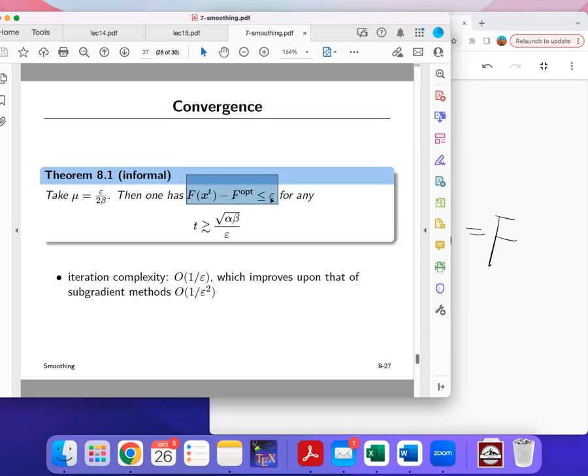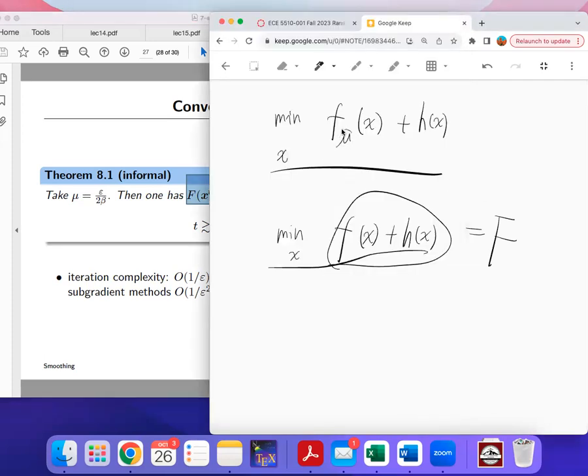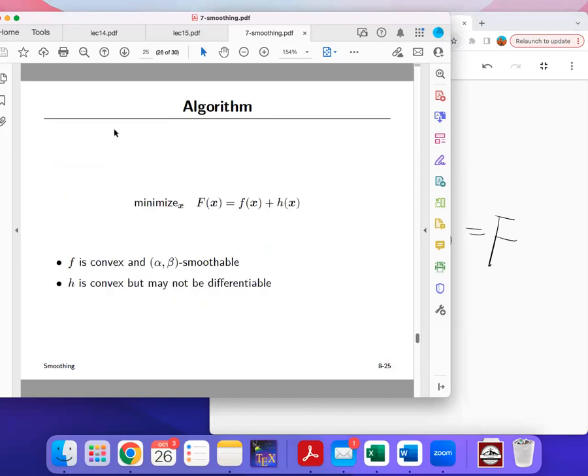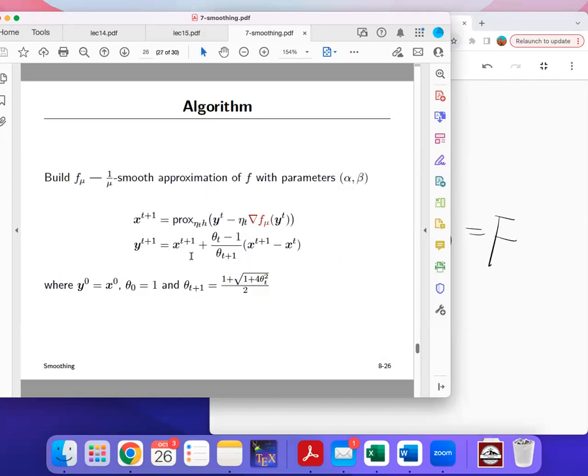Now you set a target accuracy epsilon, then you set an approximation parameter mu to be epsilon over 2 beta. So this mu is the smoothing parameter. You choose this parameter to be epsilon over 2 beta. Here alpha and beta are the smoothing parameters because we assume this f is alpha beta smoothable. So these are these two parameters.